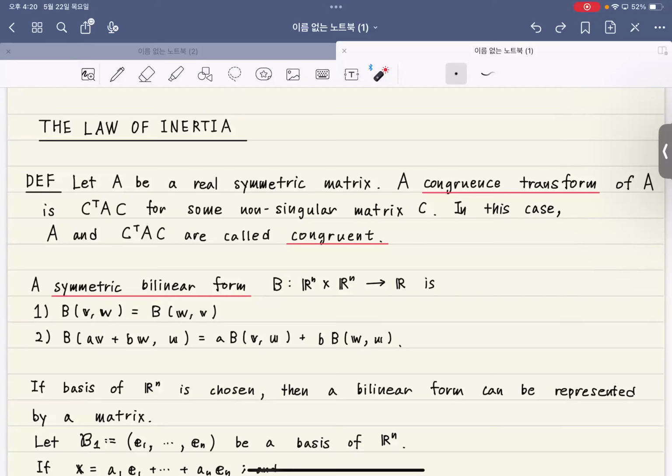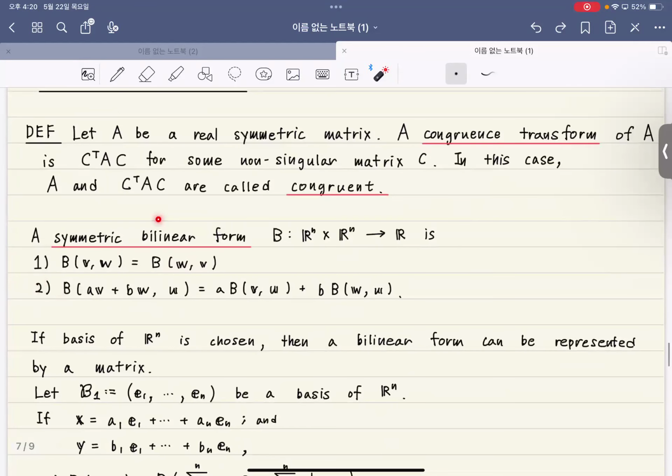Well, simply speaking, in my opinion, the real and symmetric matrix is very important because it can represent a so-called symmetric bilinear form. Okay, so what is a symmetric bilinear form? This is the definition of the symmetric bilinear form. A symmetric bilinear form is a function which takes two vectors as an input and will return one real number, satisfying these conditions. So what are these conditions?